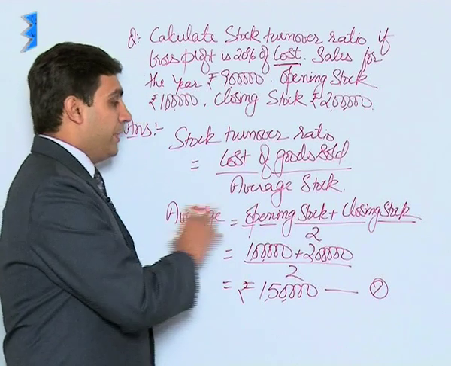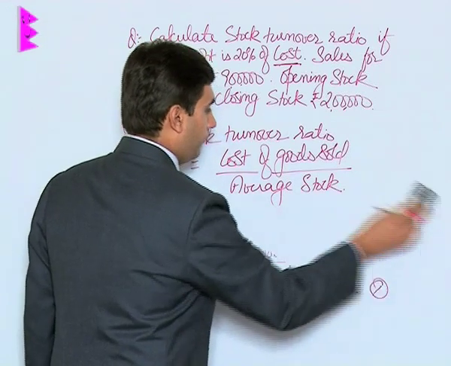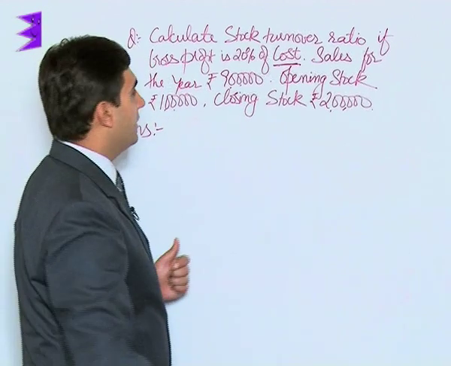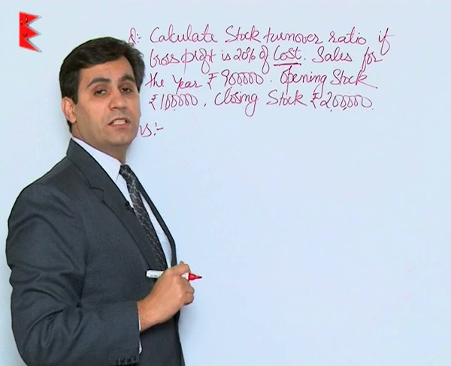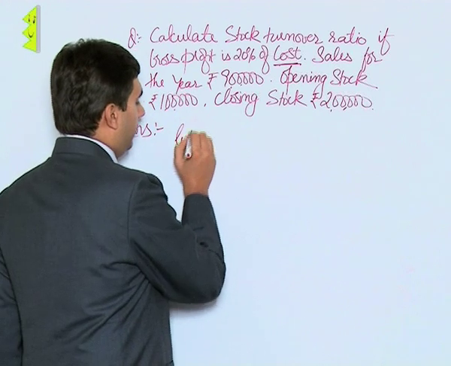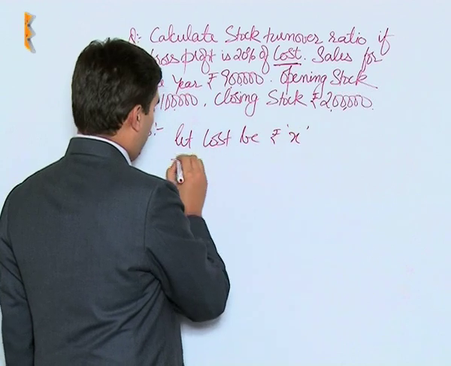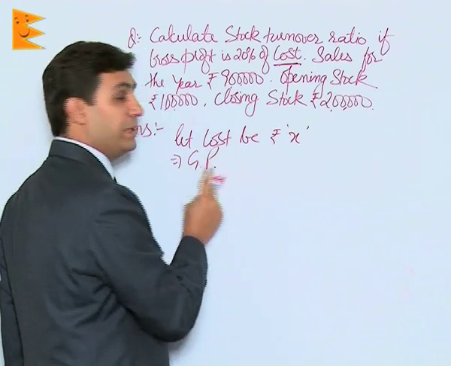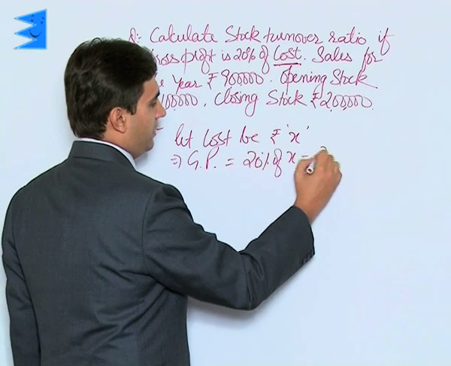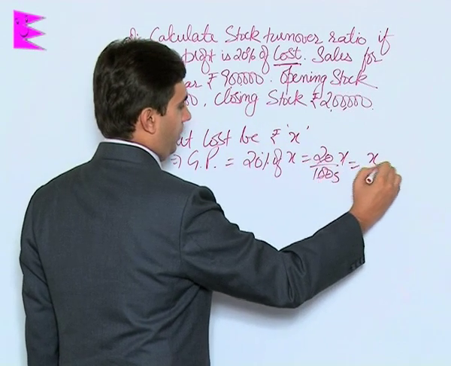Now, coming to the numerator. Numerator here is cost of goods sold. So now students, how do we calculate cost of goods sold? Looking at the question, we can clearly see that gross profit is given to be 20% of cost and the cost itself is not given. So what we'll do is, let cost be rupees X. This implies gross profit, by GP I mean gross profit, is equal to 20% of X, which is equal to 20 upon 100 X, that is equal to X upon 5.